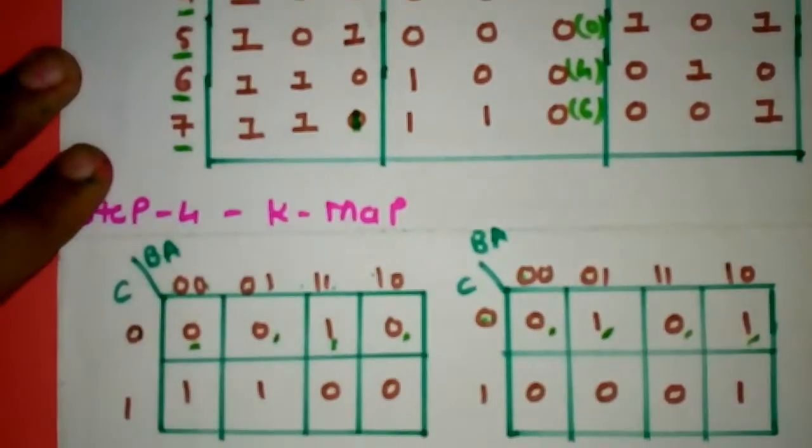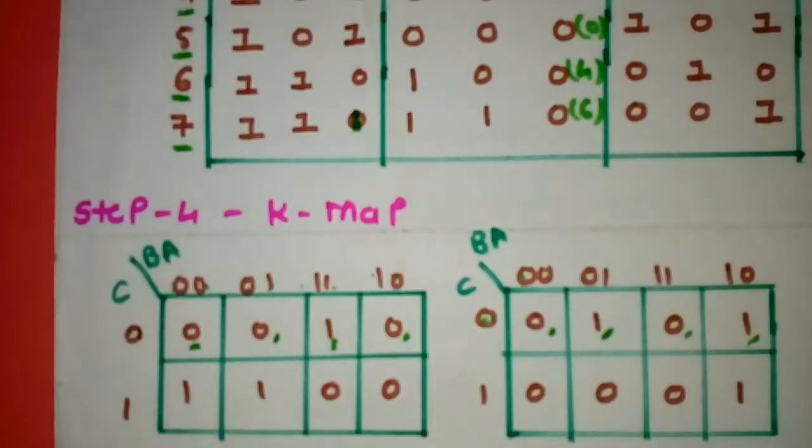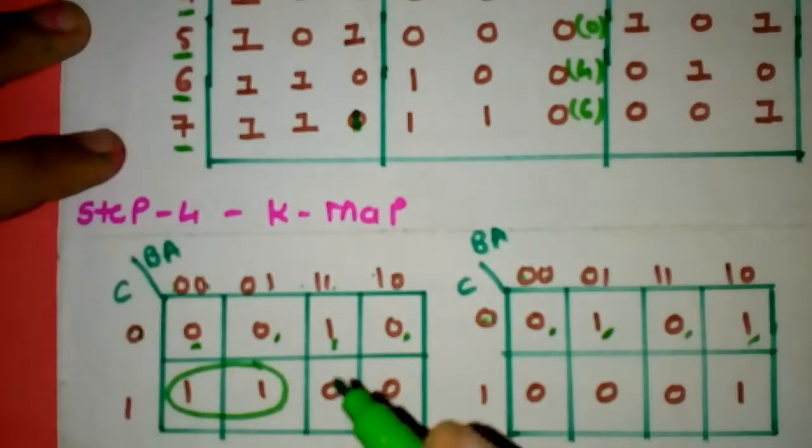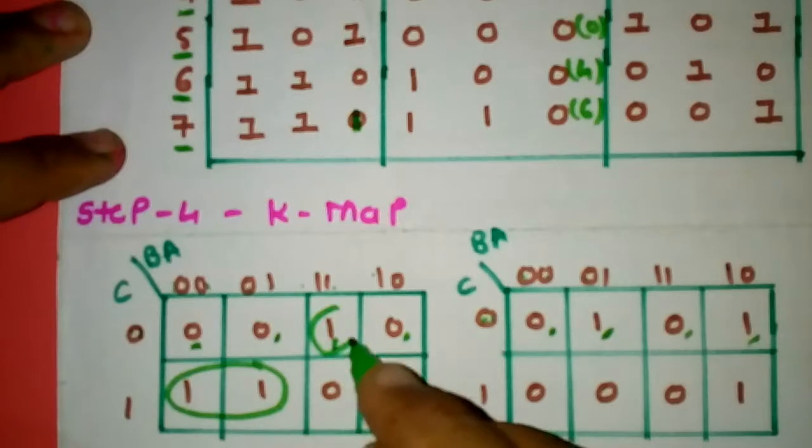Now making the groups in the K-maps. Here one group is made, and another one is individual.